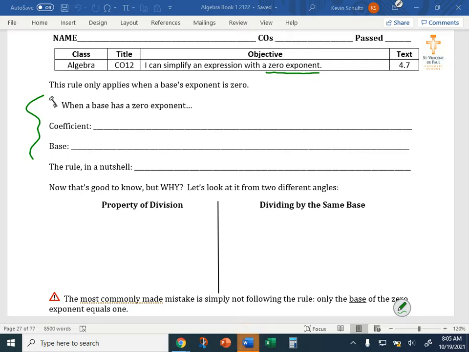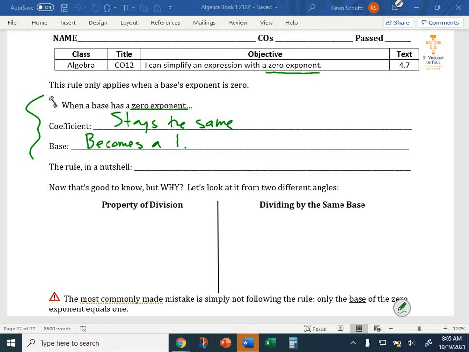Does anybody know what happens when you have a 0 power? Christopher? The answer is 1. That's all there is to it, okay? In a nutshell, the coefficient in this case is actually what stays the same, and we'll talk about why that is in just a little bit here, okay? The coefficient doesn't change, and the base becomes a 1. Okay, the base becomes a 1.